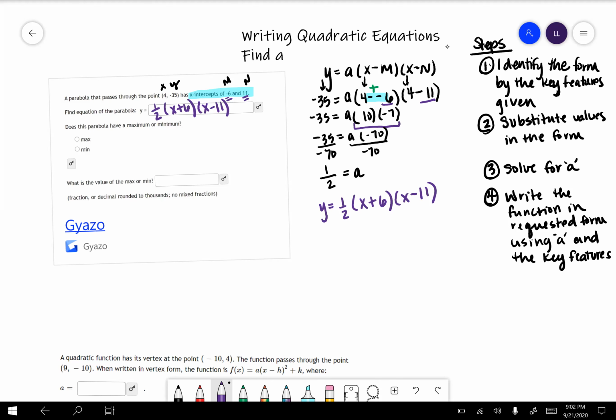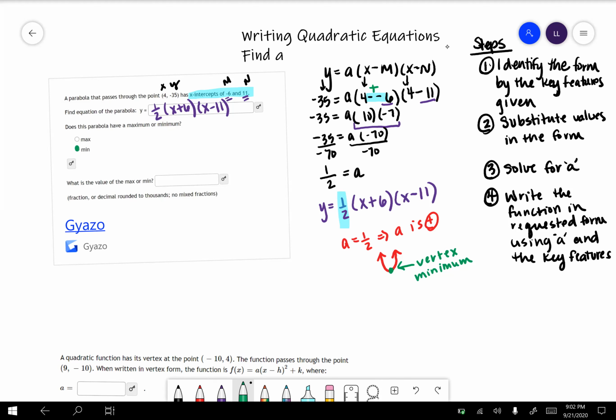All right, so let's go ahead and identify: does this parabola have a maximum or minimum? Well, I know that this parabola has a minimum because a is positive. a is a positive 1/2. When a is positive, that means the graph is concave upward. And if the graph is concave upward, that means the vertex is here, and that means the vertex is a minimum. So this is a minimum.